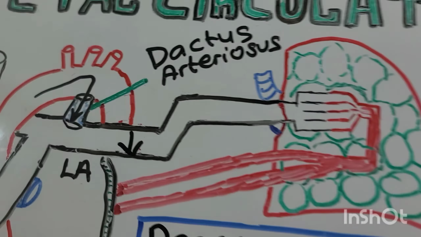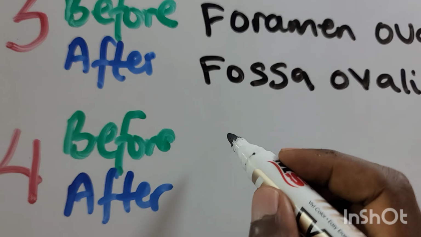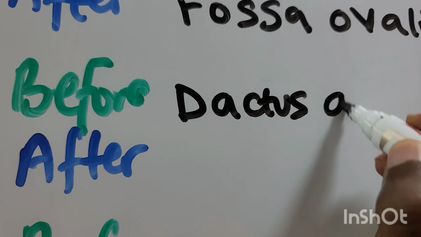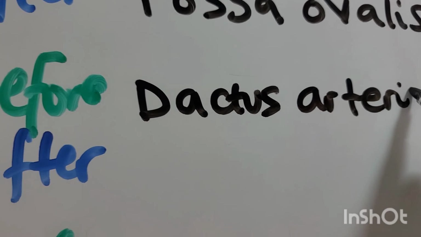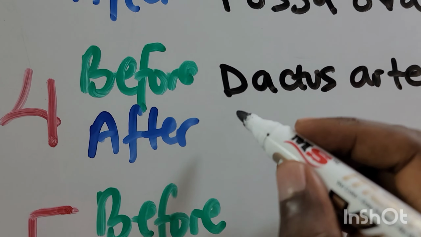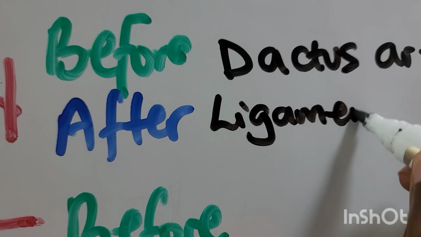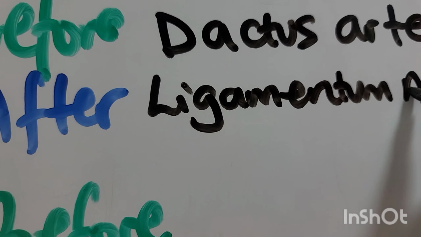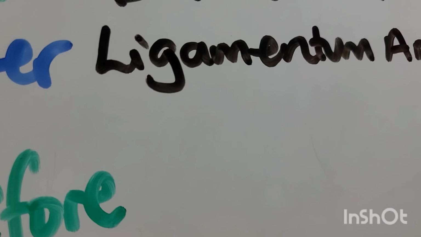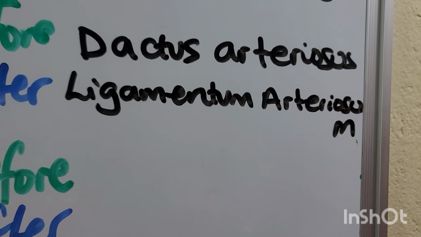And then another beautiful structure is what we call the ductus arteriosus. Before, what we call the ductus arteriosus. And then after birth, this structure is going to become what we call ligamentum arteriosum. Okay, it's going to become what we call ligamentum arteriosum.